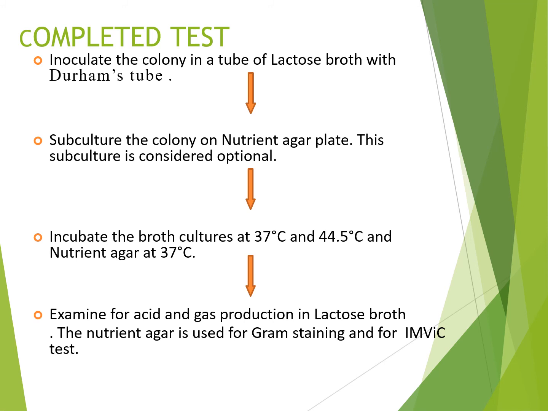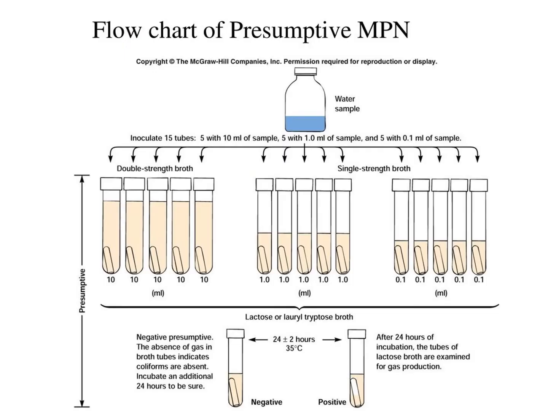For completed test, inoculate the colony in a tube of lactose broth with Durham's tubes. Subculture the colony on nutrient agar plate. This subculture is considered optional. Incubate the broth culture at 37 degrees centigrade and 44.5 degrees centigrade and nutrient agar at 37 degrees centigrade. Examine for acid and gas production in lactose broth. The nutrient agar is used for gram staining and for IMVIC test.